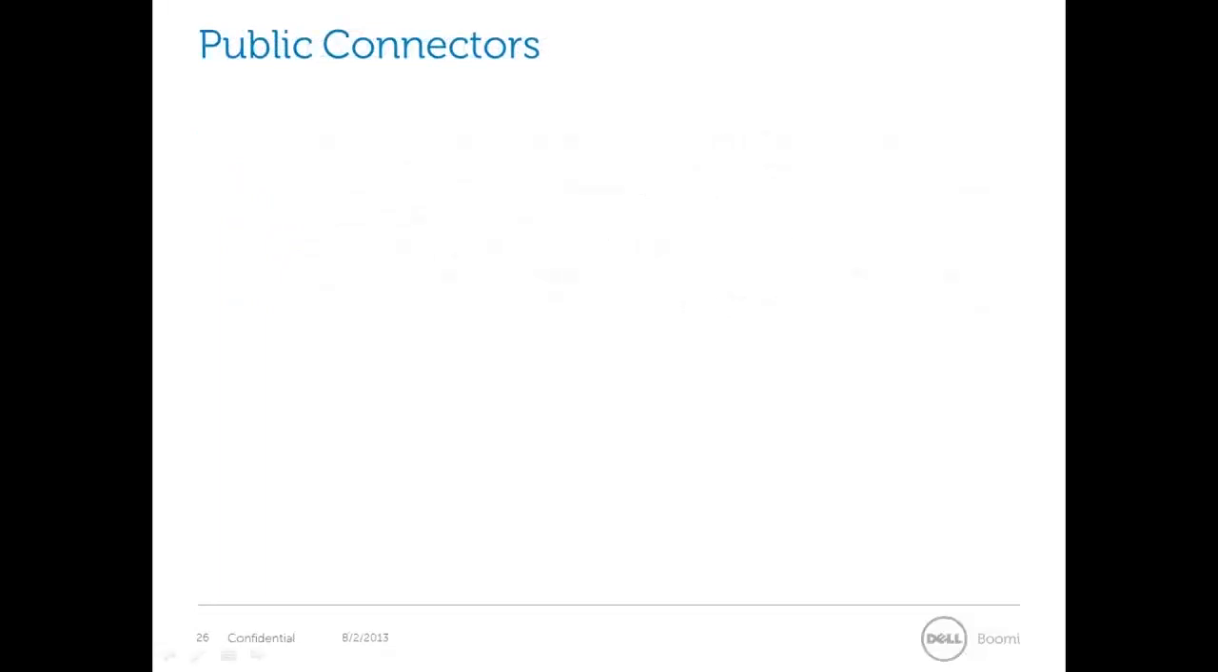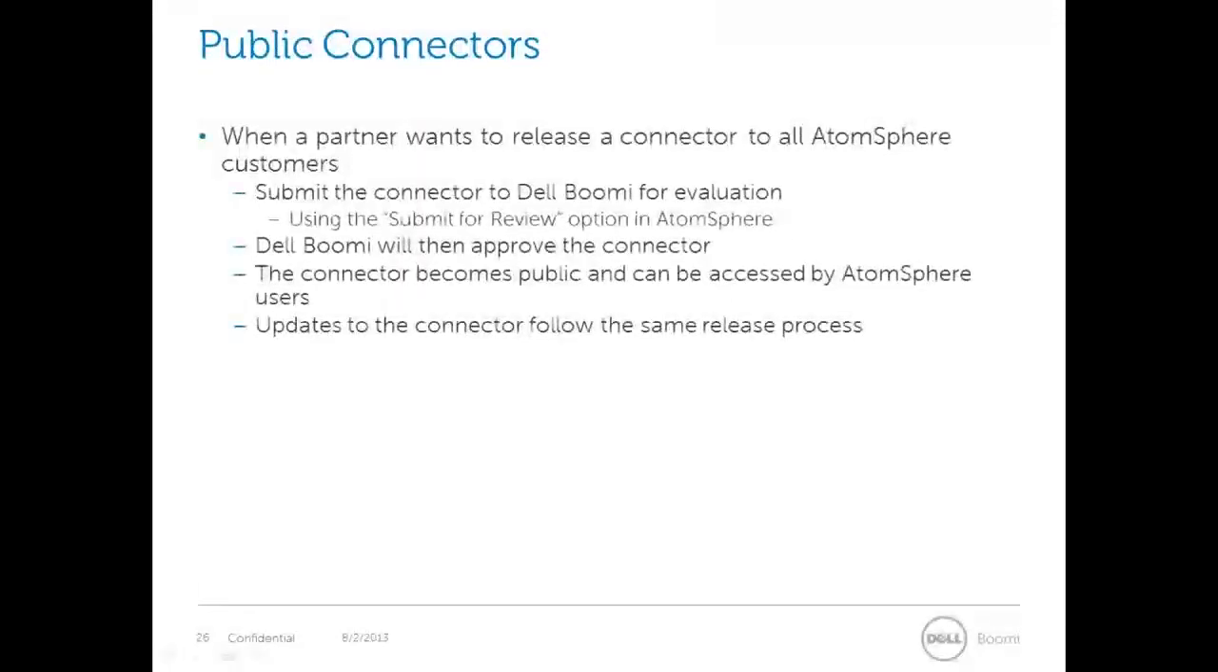If the connector is going to be public, it's important to take stock of the steps required to complete this process. The developer will need to submit the completed connector for review by Dell Boomi. This process is completed within AtomSphere itself. The code then goes through a security and code review, typically completing in a few weeks. Once approved, the connector will become public and accessible by all AtomSphere users. Any future updates or changes to the connector will follow the same approval process.